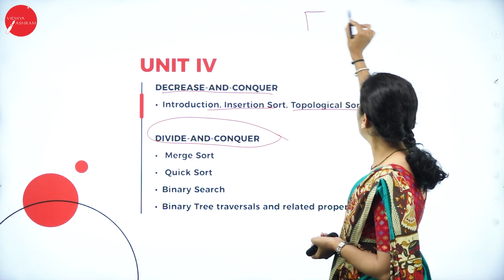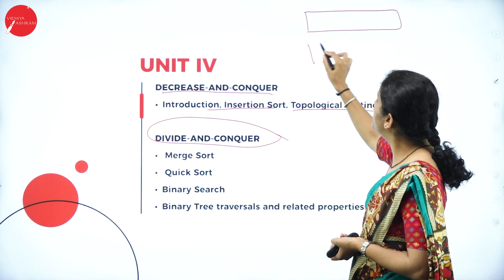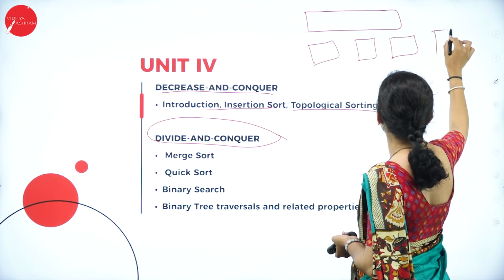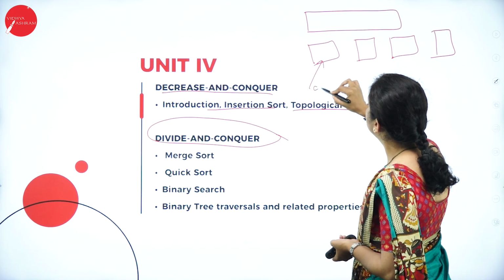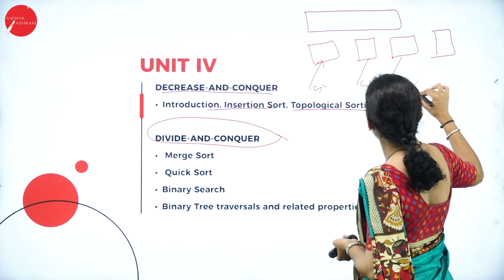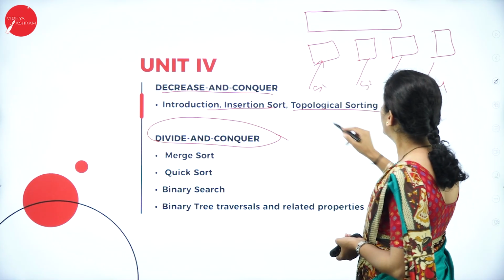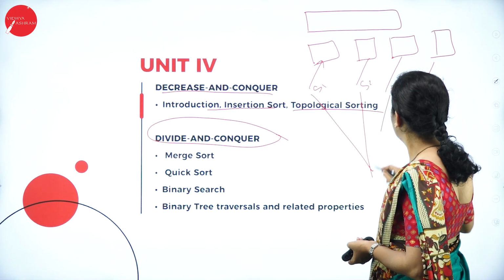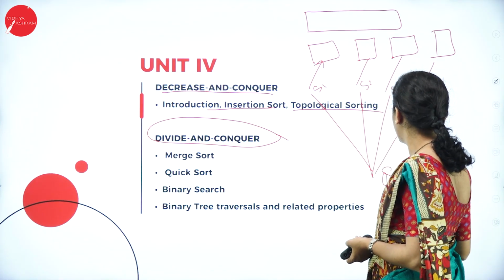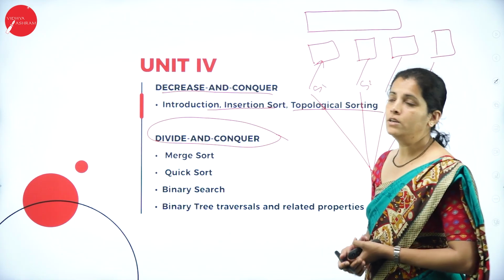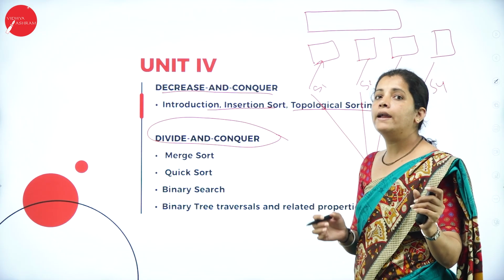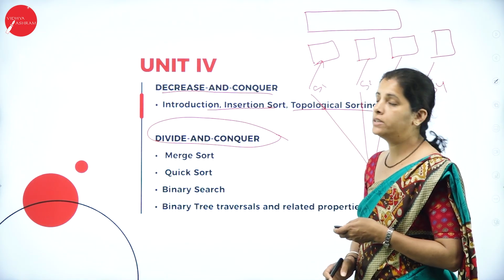See, this is my complex problem. I'll break this into 4 subtasks and find the solutions: solution 1, solution 2, solution 3, and solution 4. At the end, I'm going to club all the solutions to get my final solution. So, this is my divide and conquer: divide the work and combine the solutions.